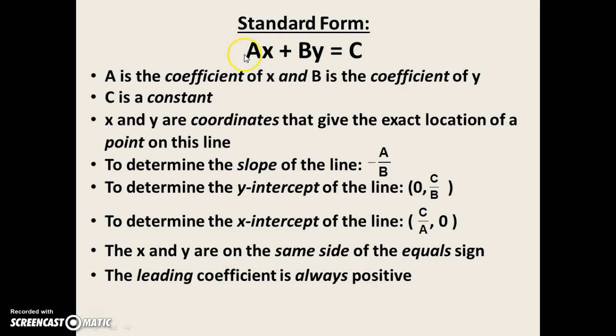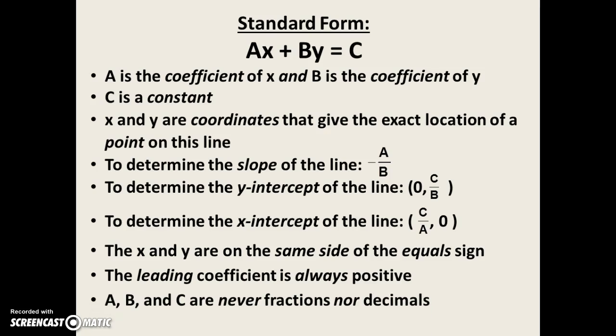If it's not, somebody made a mistake, so we're going to have to rewrite the problem so it is positive, and we'll go into that in another video. A, B, and C are never fractions nor decimals. They're numbers without any kind of remainder. So A, B, and C are never fractions.